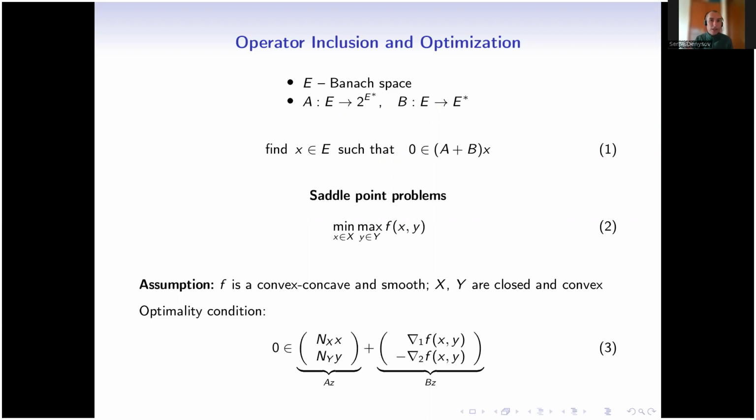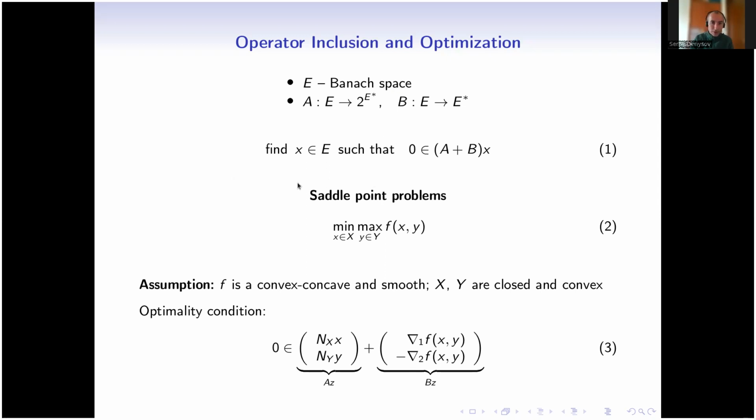So E is a Banach space, A is a multi-valued operator, B is a single-valued operator, and here you see the operator inclusion problem formulation. A lot of problems can be formulated in such a way.